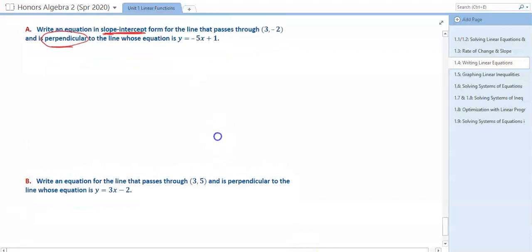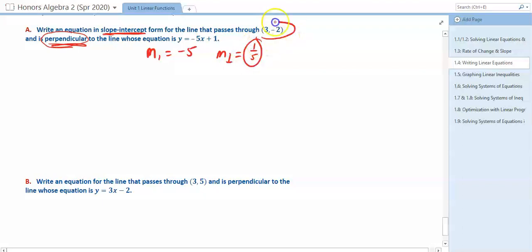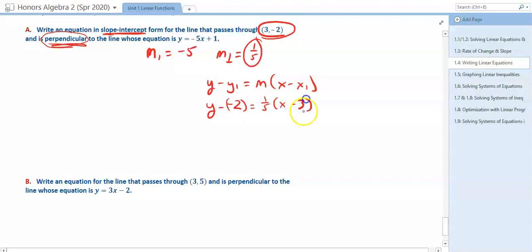So if the slope of the initial line is -5, I'm looking for perpendicular here. Remember, perpendicular means opposite reciprocal. So what is the opposite reciprocal of -5? +1/5. So I'm going to take this slope and this point and plug them in. So y minus y sub 1 is equal to m times x minus x sub 1. So y minus -2, make sure you use parentheses, equals 1/5 times (x minus 3).